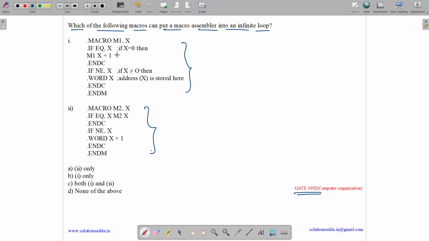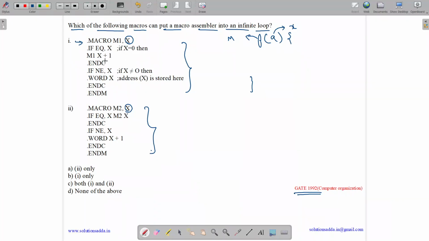Let us understand a few lines. So what does this line mean? Macro M1, X, which means this is a macro with X as a parameter. Macro M2, X, which means this is a macro with X as a parameter. Similar to our functions, if we take a function F with A as a parameter, then similarly F is synonymous to M and A is synonymous to X. If EQ X, if X equals 0, then M1 X plus 1.